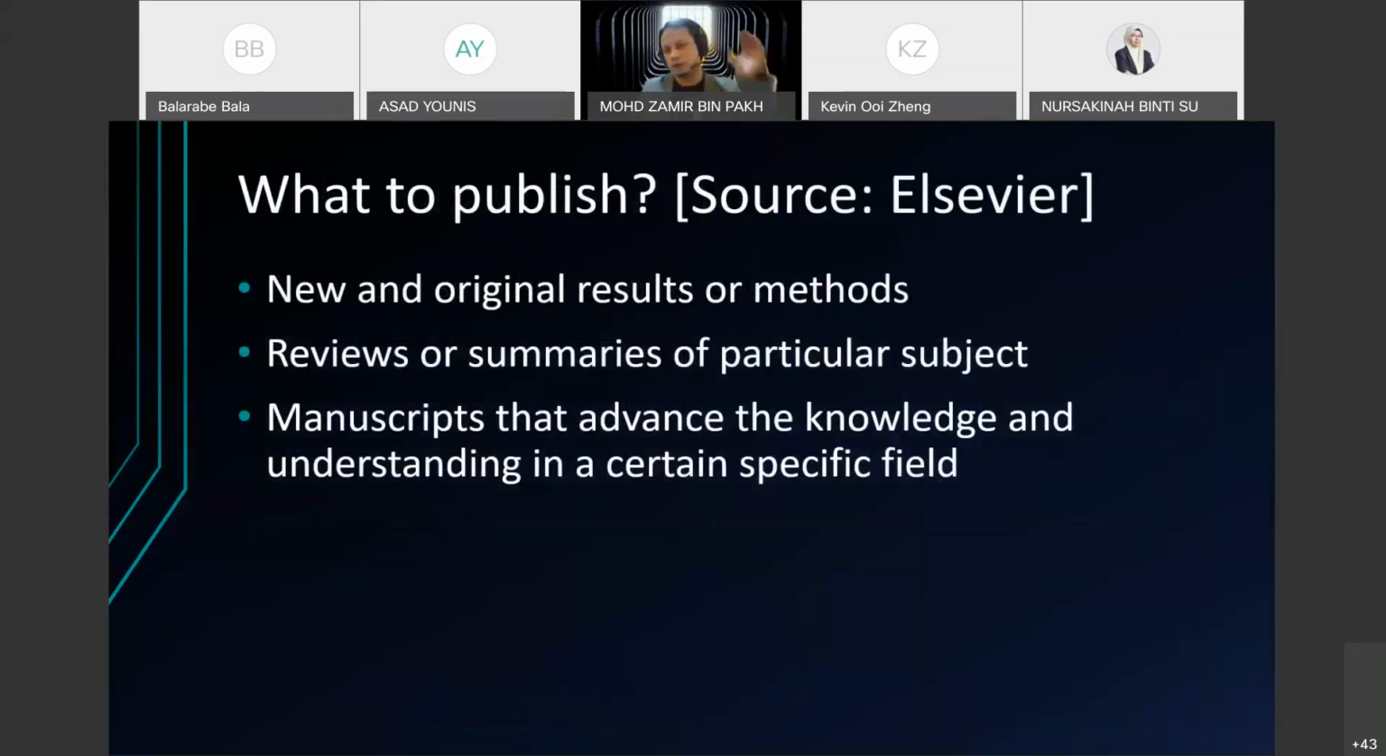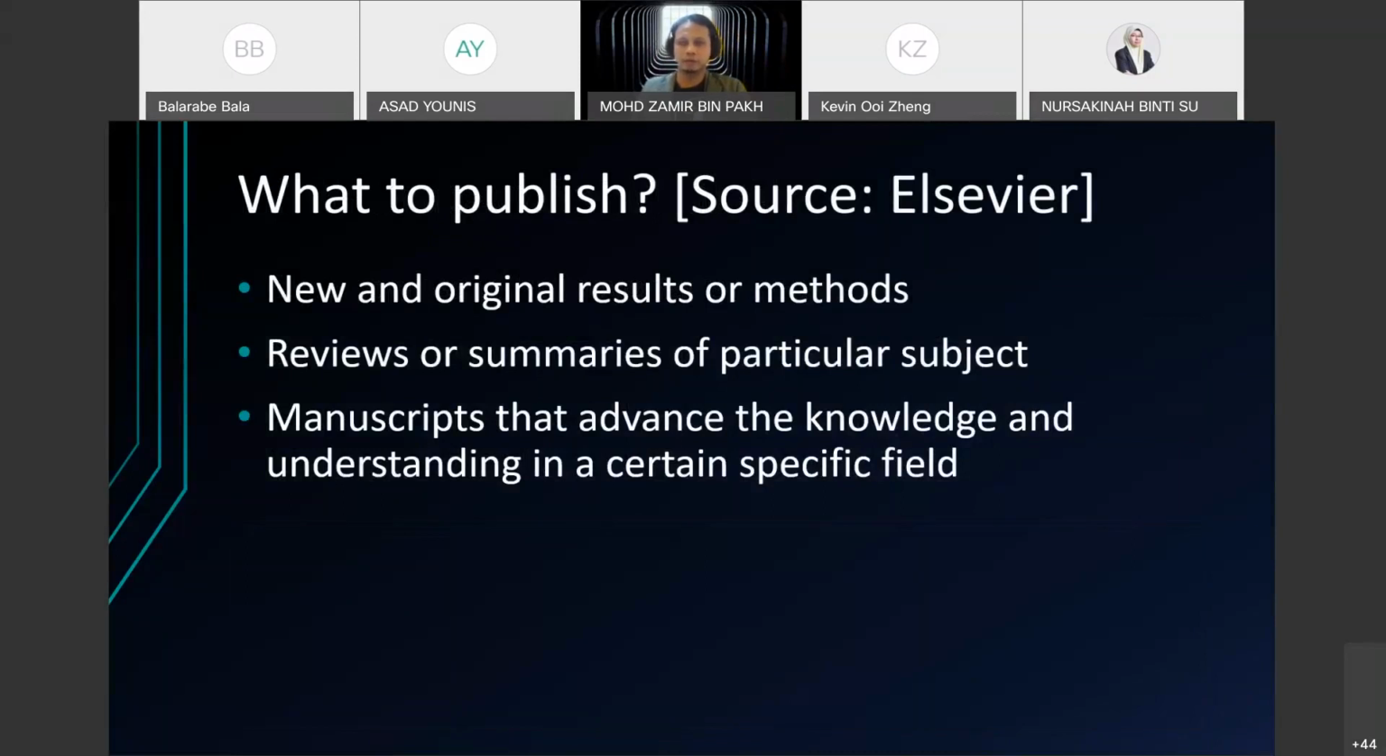So what do we want to publish? We want to publish new and original results or methods. New and original results. So that's the key, new and original. To be able to come to the new and original, you need to have a very clear problem statement.